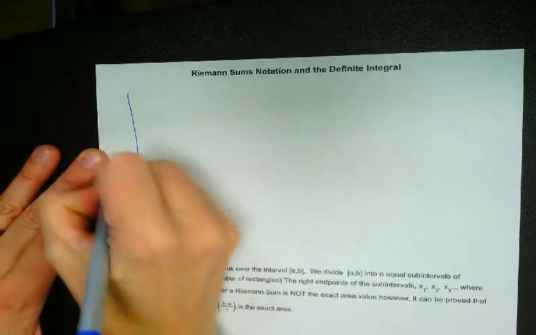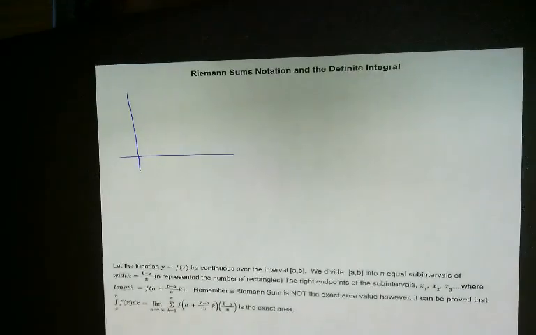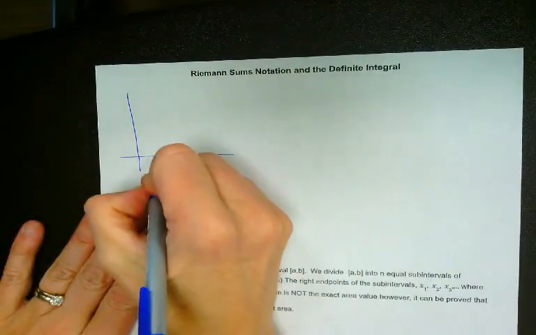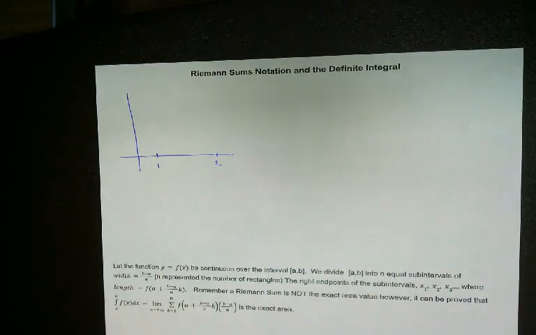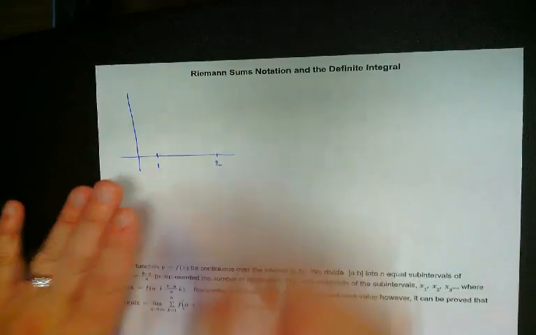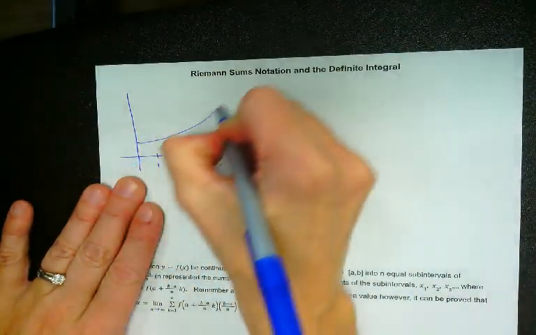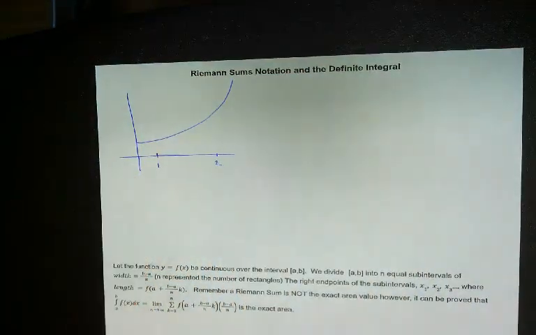Let's go ahead and make just an axis here, and we're going to label this from 1 to 2. And again, I'm going to try to describe where all this is coming from. That is my goal for you to understand. All right, and I have just some sort of increasing function here. Hopefully you can picture Riemann sums. That's what we've been talking about.